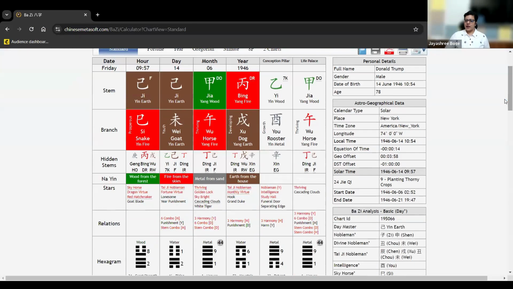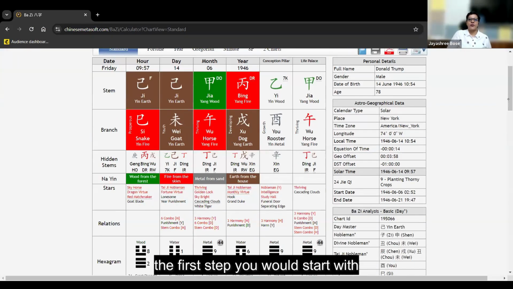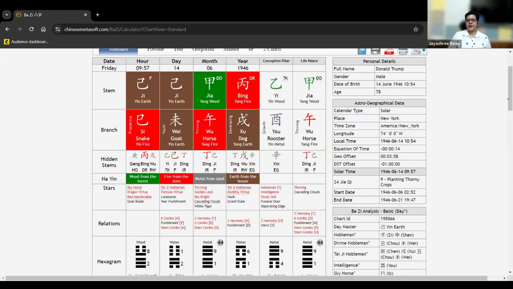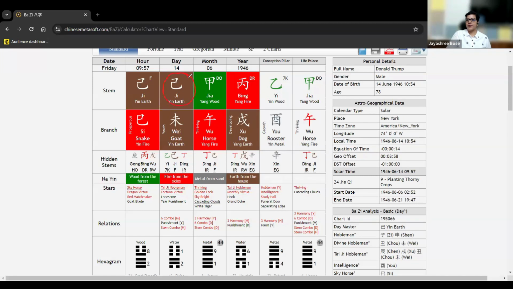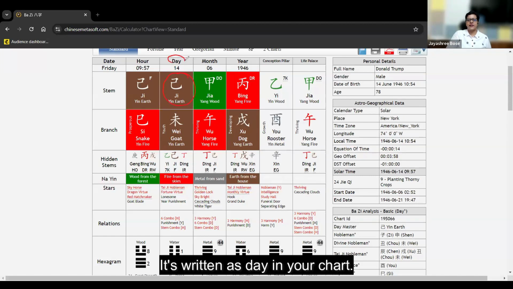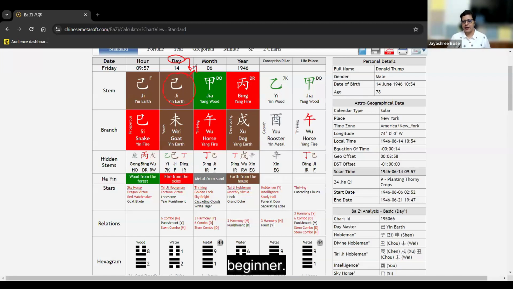So the first step you would start with is here: the day master. It's written as day in your chart. This is where you will start your reading. That is your starting point. Always remember that. No deviating from this, especially as a beginner.